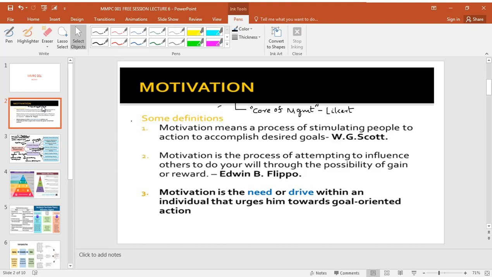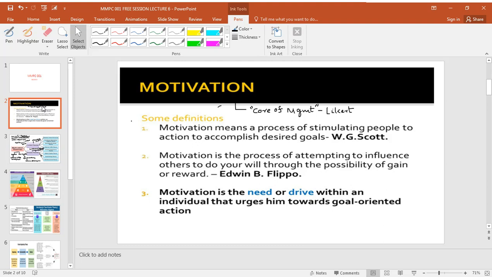According to Edwin B. Flippo, motivation is the process of attempting to influence others to do your will through the possibility of gaining a reward, right? So we can say that motivation is the need or drive within an individual that urges him towards a goal oriented action. So motivation is that effective instrument that will help the managers to inspire their workforce and create confidence in them. So you have to remember one or two definitions. That is, motivation is the need or drive within the individual that urges him towards a goal oriented action.